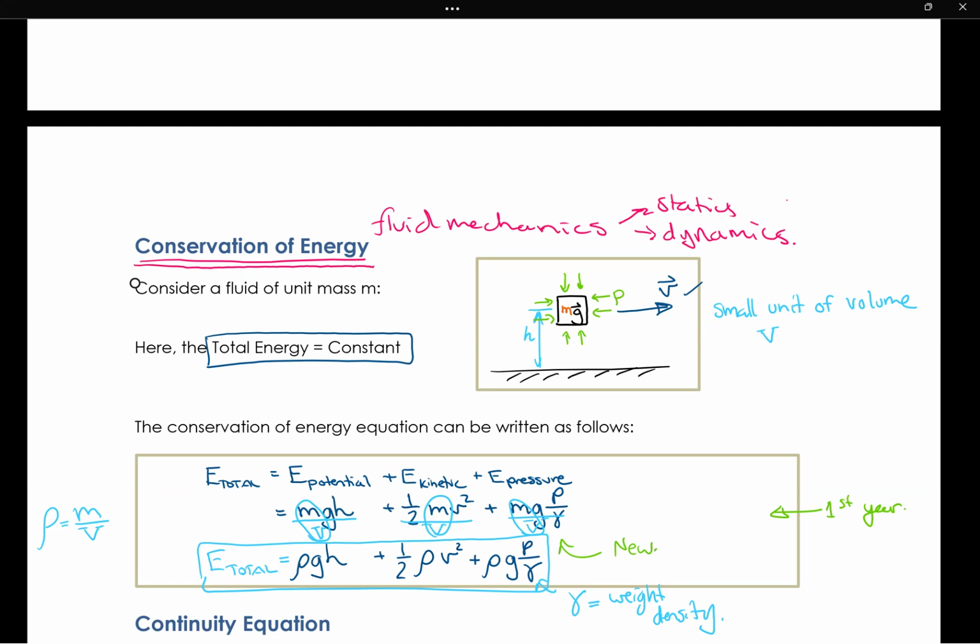conservation of energy. So let's talk about conservation of energy, which we know energy cannot be created or destroyed. It can only change form. But let's look at conservation of energy considering fluids from the standpoint of fluids.